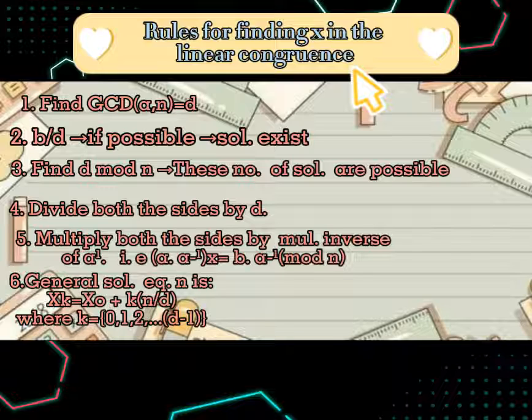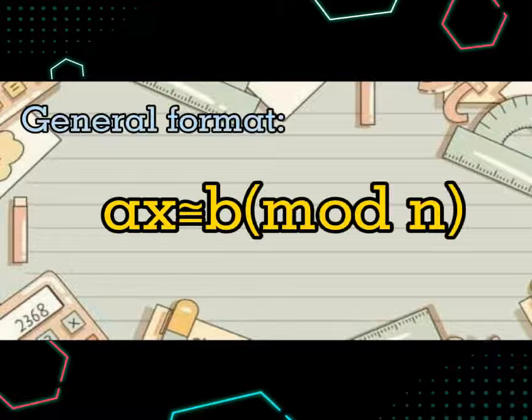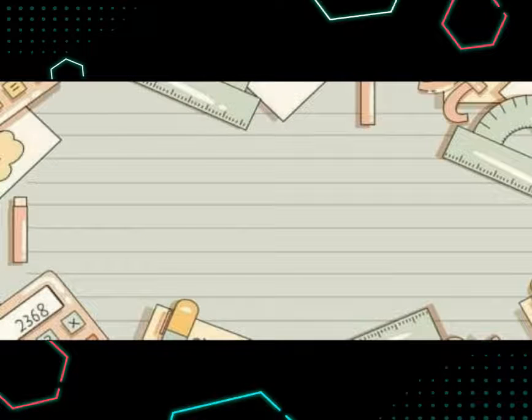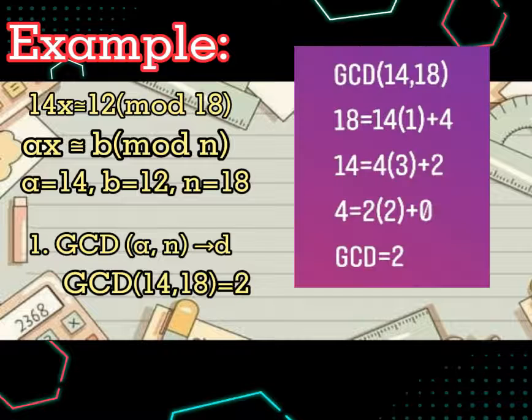Lastly, the general solution of the equation is x_k equals x0 plus k times n divided by d, where k equals 0, 1, 2, and so on, up to d minus 1. The general format is ax is congruent to b mod n. For example, 14x is congruent to 12 mod 18.